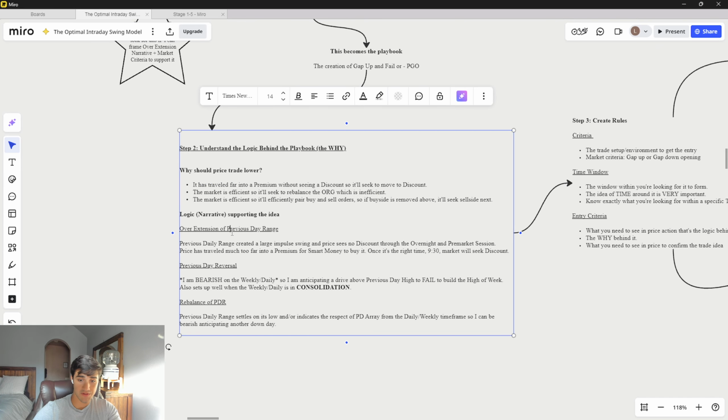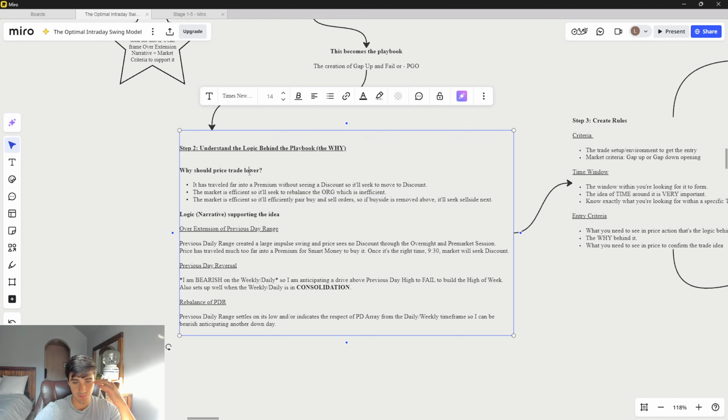Well, for this particular narrative right here, it's too far in a premium without seeing a discount, so it will seek to move to a discount. The market is efficient, so it'll seek to rebalance the opening range gap, which is inefficient when we have that gap up opening. And the market is efficient, so it'll efficiently pair buy and sell orders. So if the buy side is moved above, it'll seek sell side next. So why should the market even trade lower in the first place?